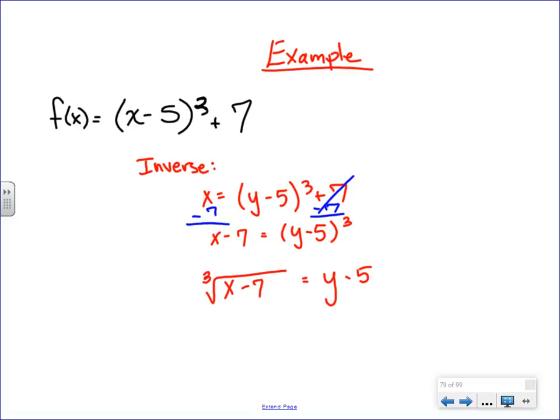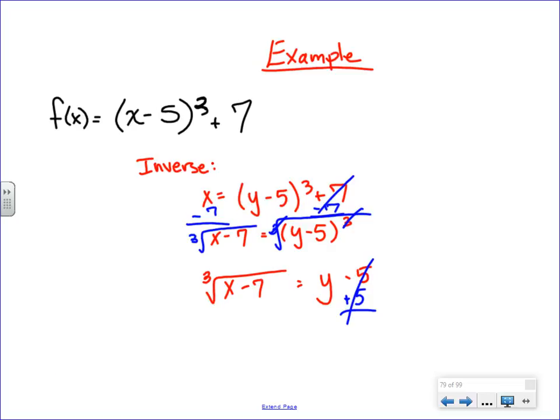So we undid the plus 7 first. Then we undid the cubed power because a cube root cancels out a cubed power. We're undoing one by one. Basically reverse PEMDAS: undo the addition on the outside first, then undo the power second, and then undo the parentheses last. It's literally reverse PEMDAS. We had one final thing to do, and hopefully that one's not too bad, right?